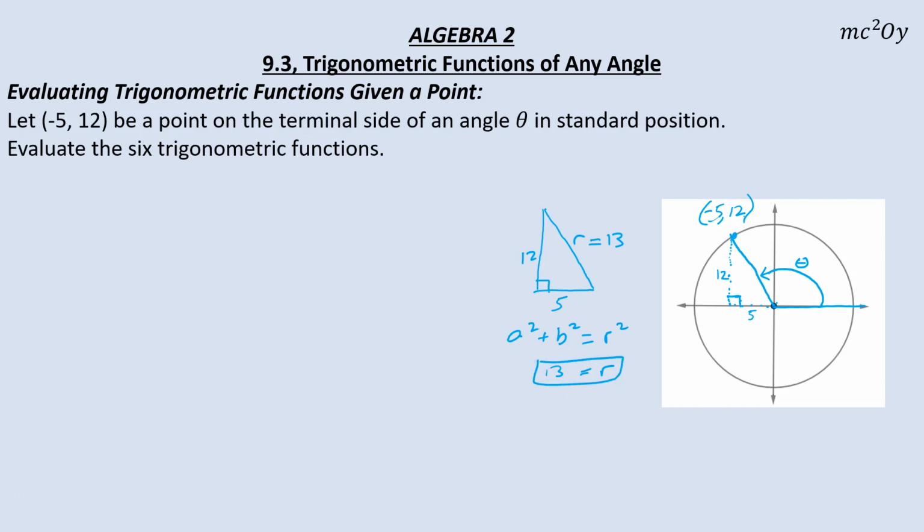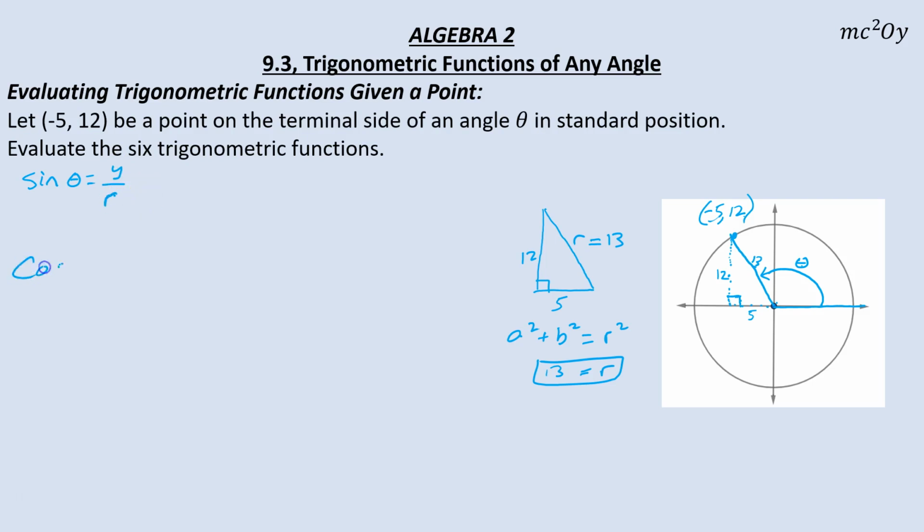So that means I have this triangle. I could label it here, 13. And my angle theta, and let negative 5, 12 be a point on the terminal side of angle theta in standard position. Evaluate the 6 trig functions. So what I know then is sine theta, which we just went through, is equal to y over r.